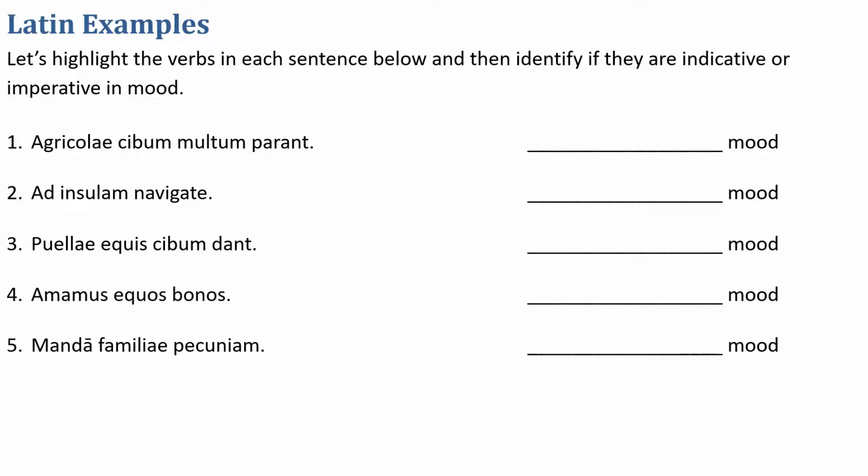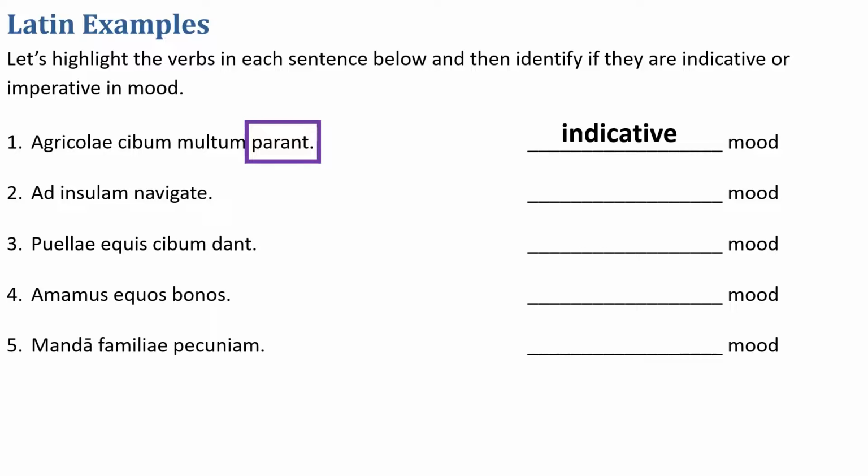Number 1. Agricolae cibum multum parant. Find your verb. Parant. Latin likes to save the verb for the end of the sentence, but it doesn't have to. We see that parant ends with nt. Ah, that's one of our personal endings. That's third, plural, nt, they. They prepare. Hey, that's a statement. That's not a command. That's indicative.